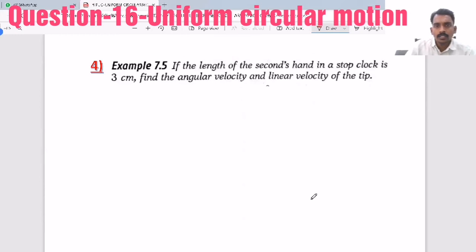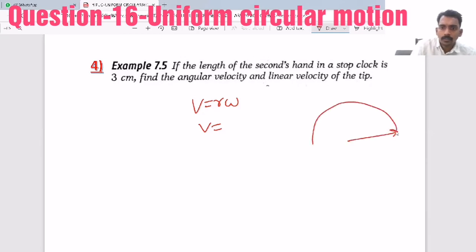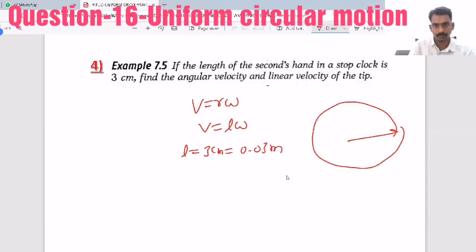Simple question. Now, if the length of the seconds hand in a stop clock is 3 centimeter, find the angular velocity and linear velocity of the tip. See, the length of the seconds hand in a stop clock is 3 centimeter. They are asking to find the angular velocity and linear velocity. Linear velocity v equal to r omega, where r is nothing but the radius. Now this is the clock, it will move in a circular path. So L into omega, where the length is 3 centimeter, nothing but 0.03 meter.